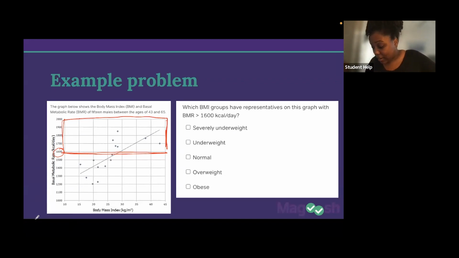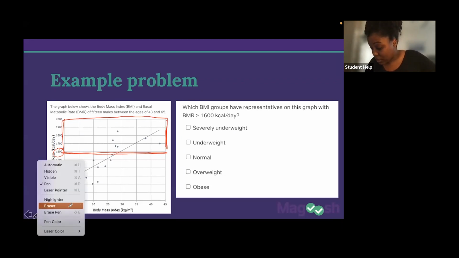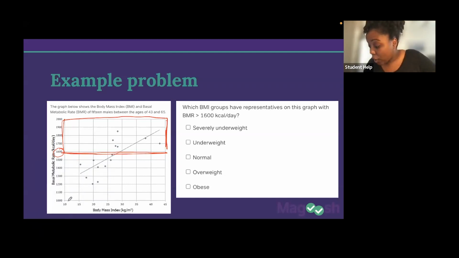Okay. The next thing I notice is, well, all of the data points, all of the individuals that these data points represent that have a BMR greater than 1,600 are all in this quadrant here, right? Which means they all have a BMI greater than what? There you go, Katie. Good. They all have a BMI greater than 25. Okay.